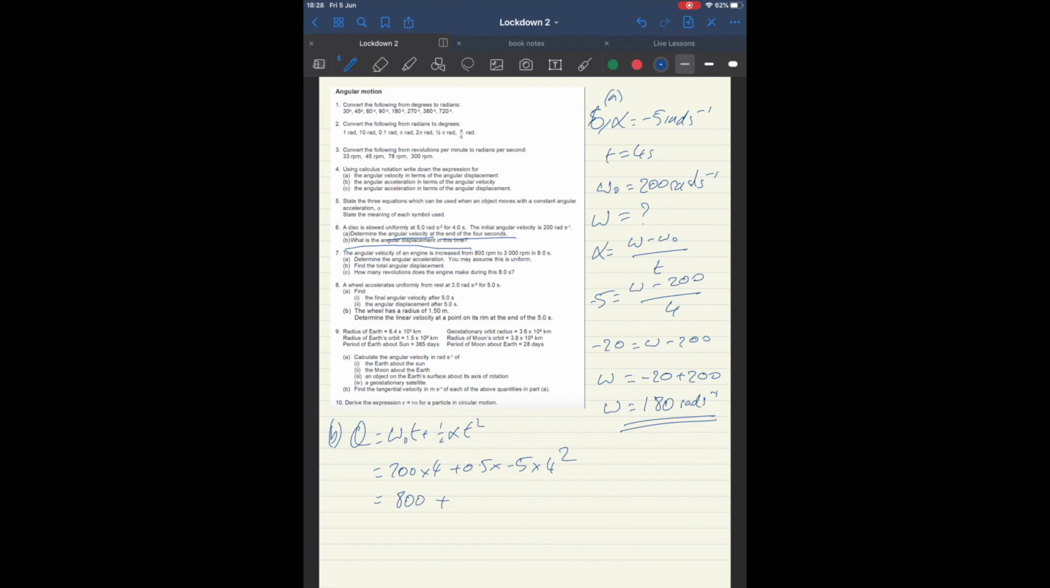800 plus minus 40, which gives you 760 radians. And that's the answer. So you get the idea. It's just like using the equations of motion.